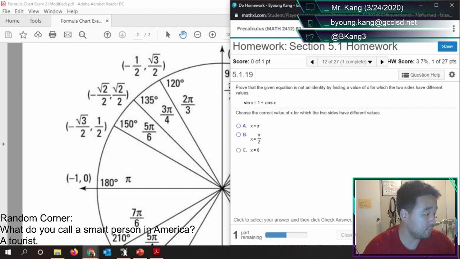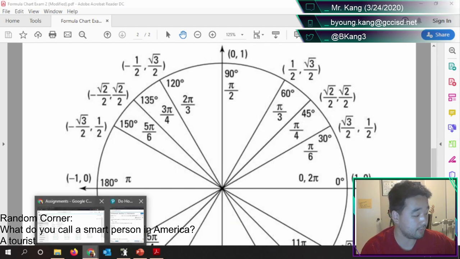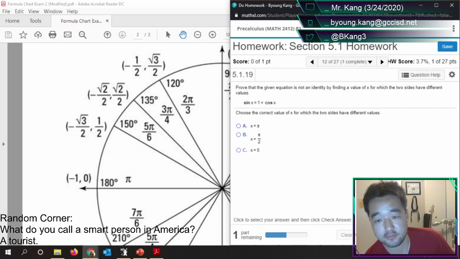At pi over 2, you would have x equal to 0, y equal to 1. So 1 equals 1 plus 0, that's correct. And then you need to head to 0, x equals 0, which is going to be 1 comma 0. And the sign is really important there, because it'll now say 0 equals 1 plus 1, which is the false statement.